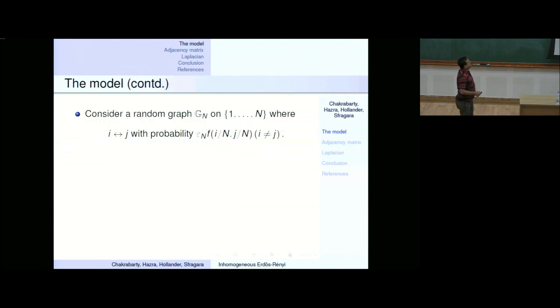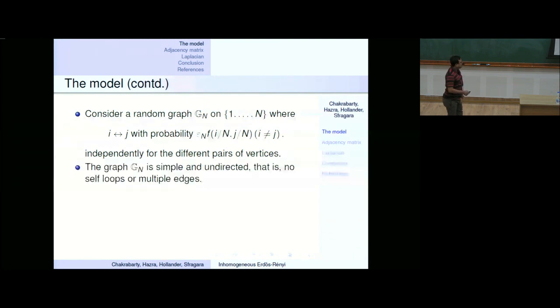And I consider a random graph G_n on vertices 1 to n, where vertices i and j are connected with probability epsilon_n f(i/n, j/n), for all i not equal to j. So the probability of an edge being present is not the same for all pairs of vertices, and hence the name inhomogeneous. If this was the same, it would be called homogeneous Erdős–Rényi. And the choice is made independently for the different pairs of edges.